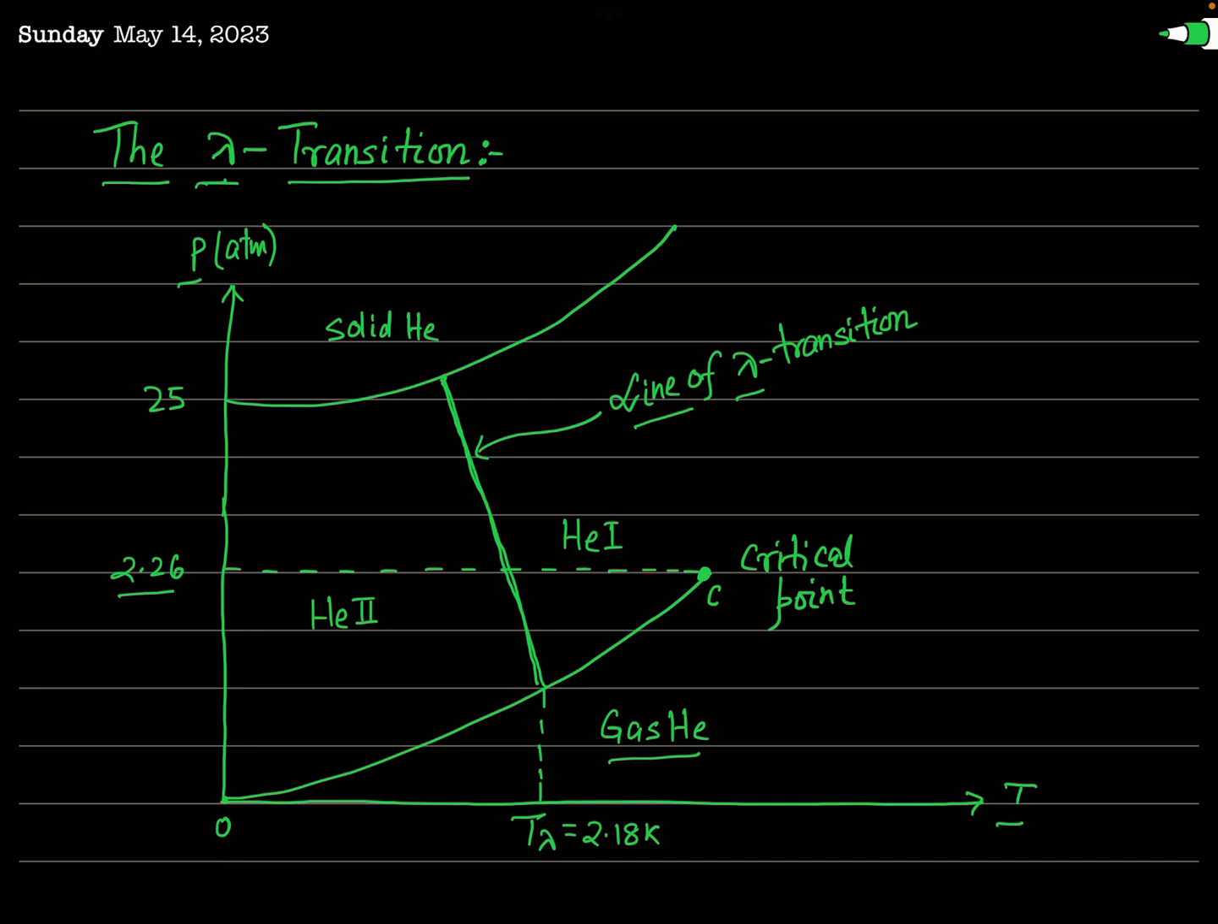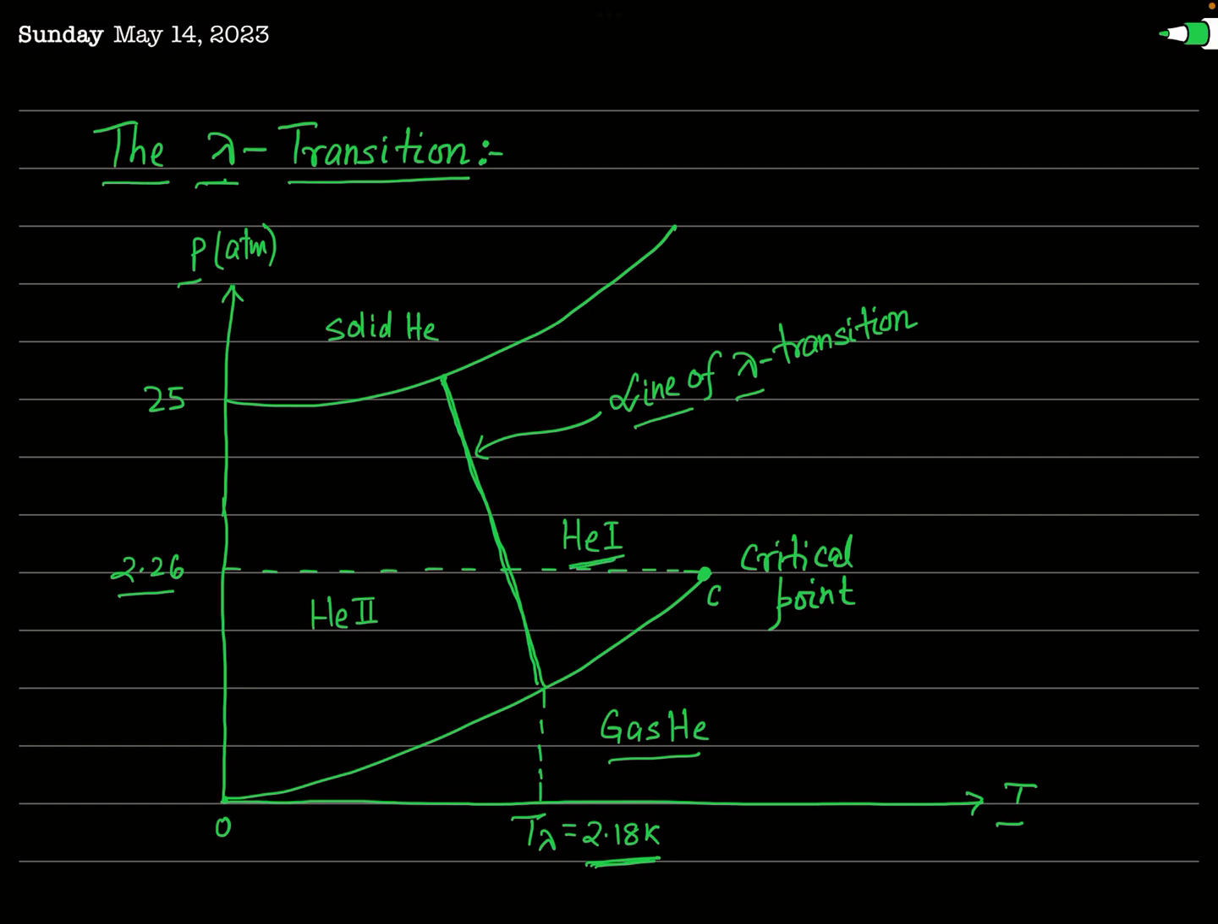Corresponding to this lambda transition, the temperature is 2.18 Kelvin. This value is an experimental value. Above this temperature, the liquid helium is in a particular phase which is called helium 1. Actually this helium 1 is a normal liquid. It has no peculiar property.